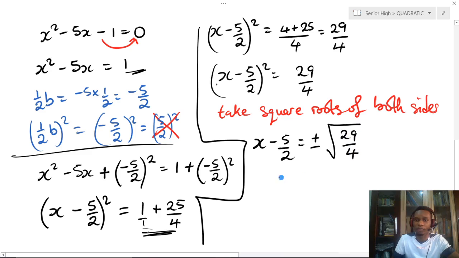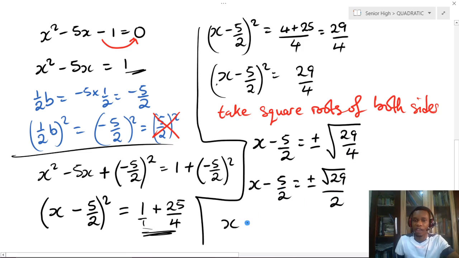Plus or minus the square root of 29 over 4. And that will be x minus 5 over 2 is equal to plus or minus the square root of 29 over 2, because the square root of 4 is 2, right? So I can take this minus 5 over 2 to the other side, and that will be what? X is equal to, so when this crosses over, it becomes a positive value, right? So it will be 5 over 2 plus or minus the square root of 29 over 2.